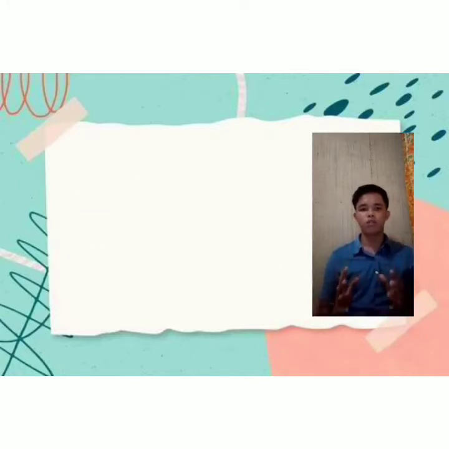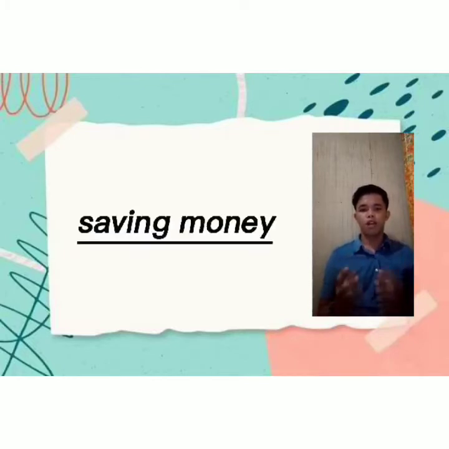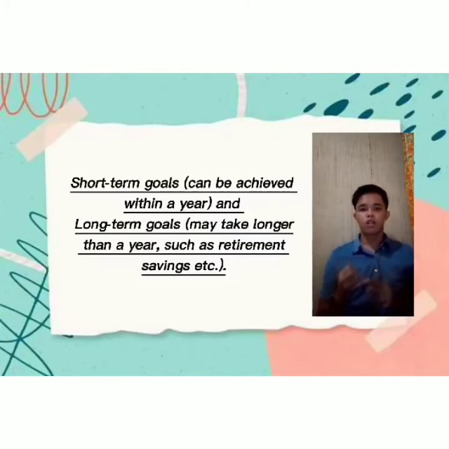After tracking your major spending, make sure to set your financial goal. Saving money, for example. There are 2 types of financial goals. First is short-term goals, which can be achieved within a year, and long-term goals.